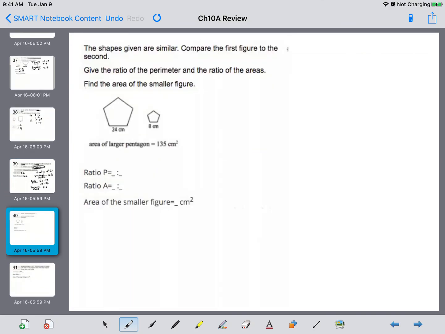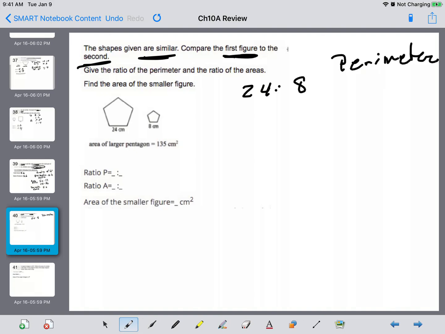Now, the shapes are similar. Compare the first figure to the second. So 24 to 8. Remember, this is perimeter. How do I know it's perimeter? It is a side relationship. Whether it's the one side or the entire perimeter, it's the same ratio.